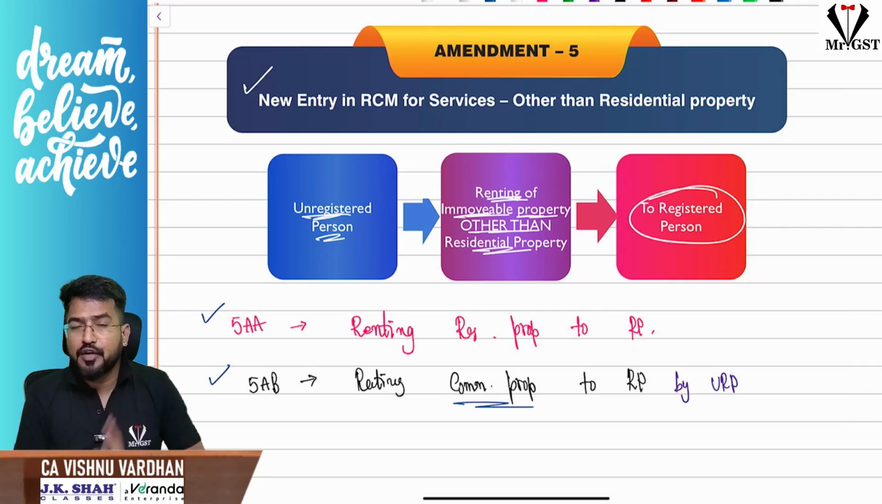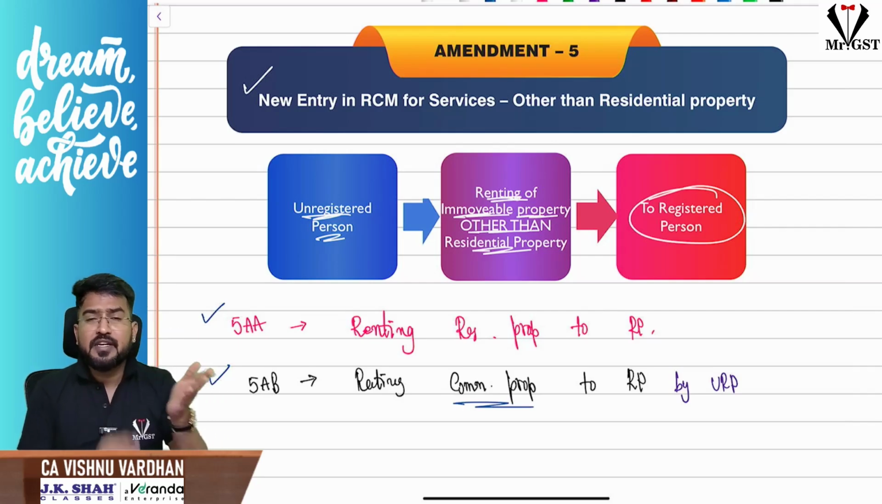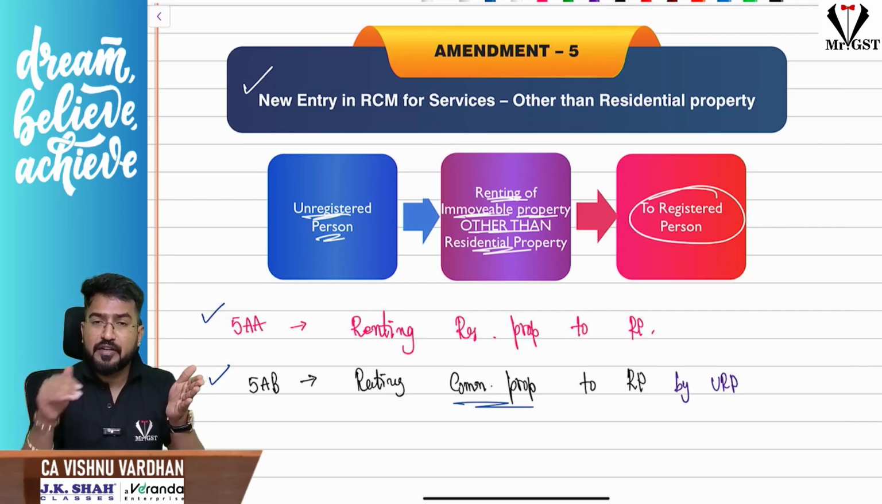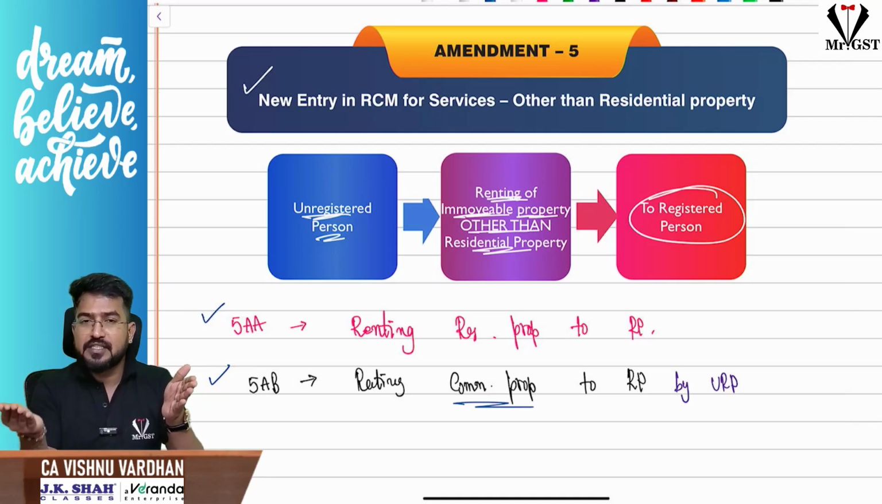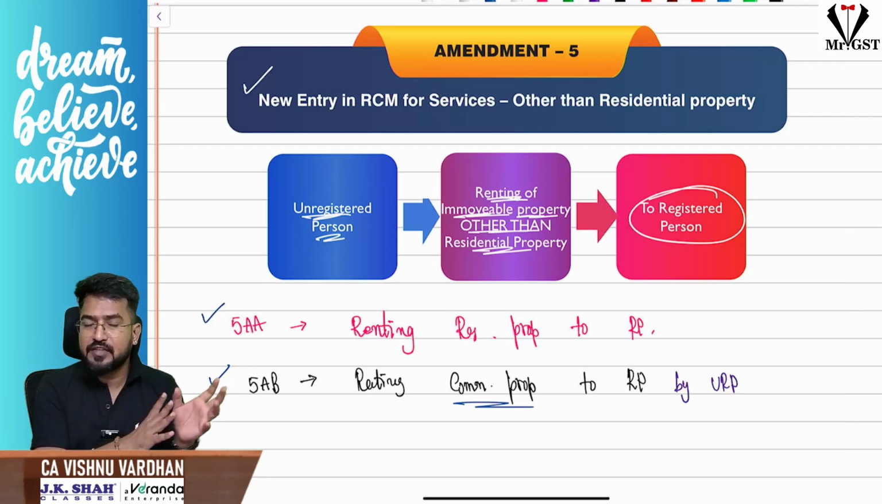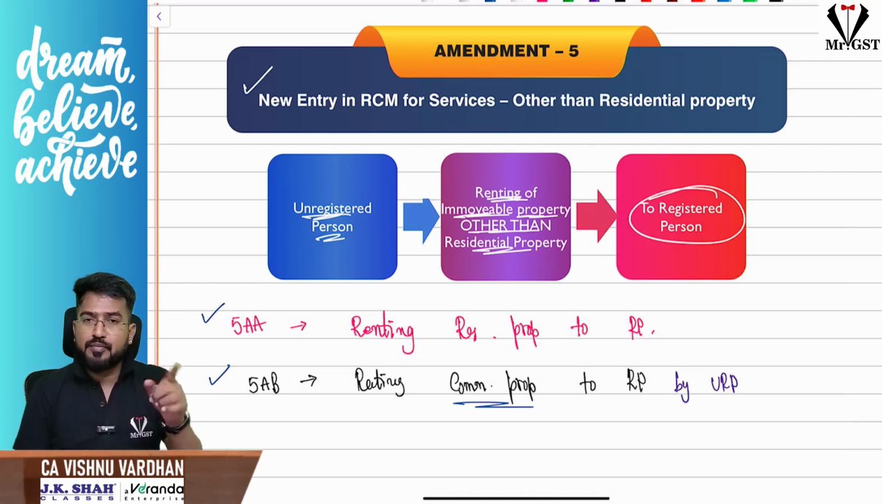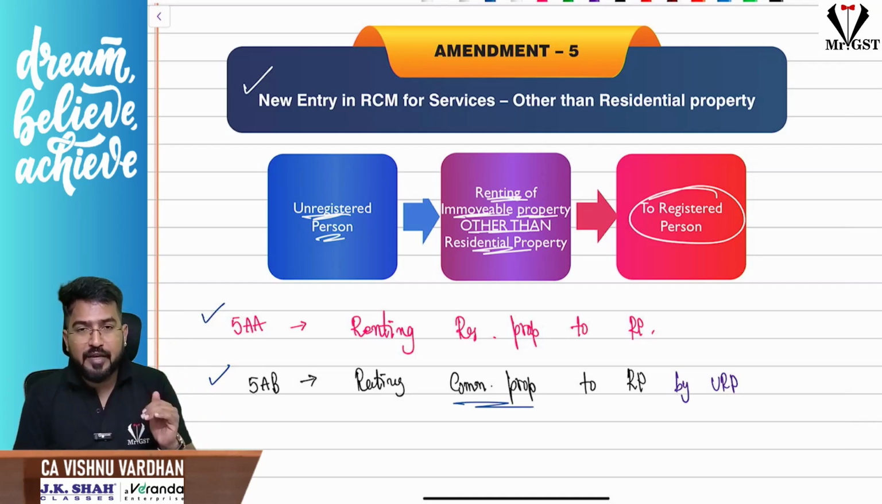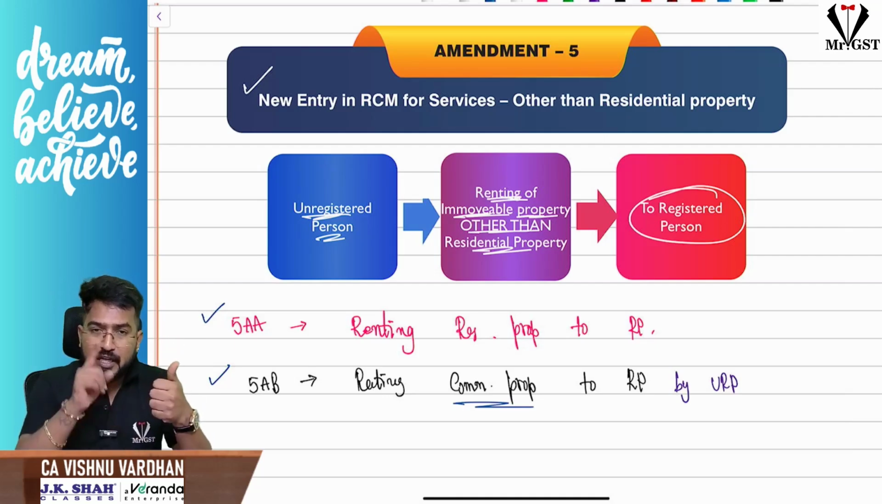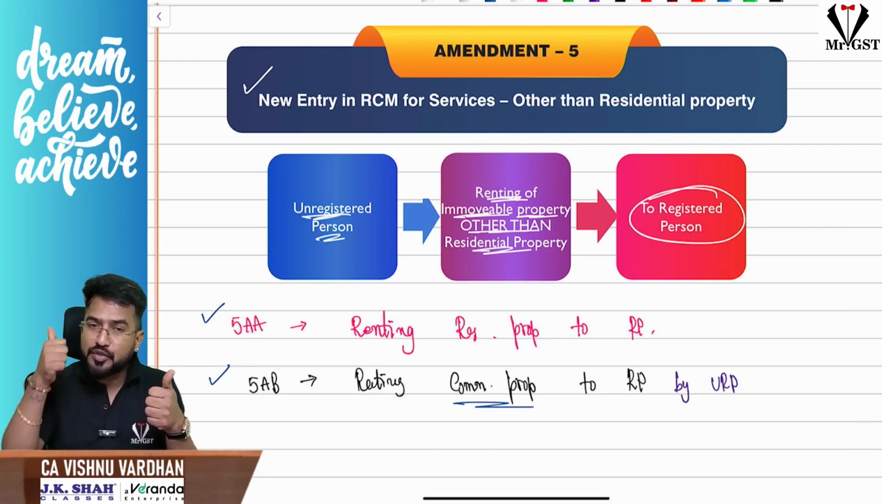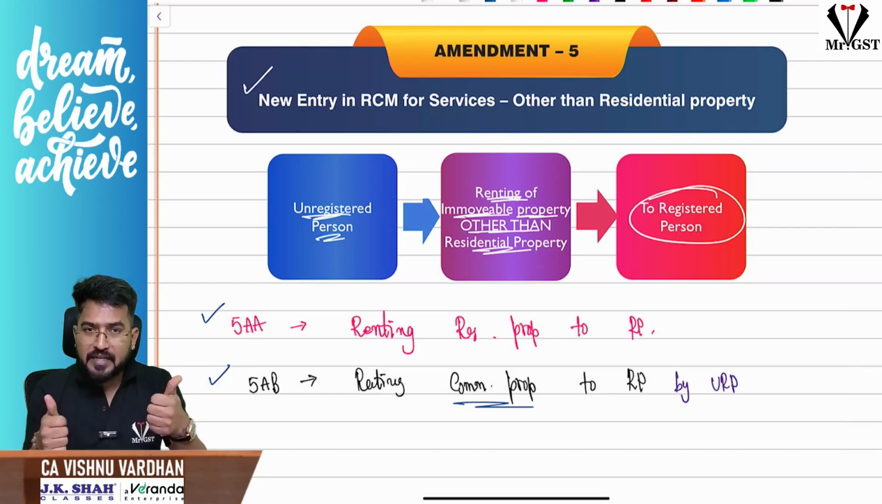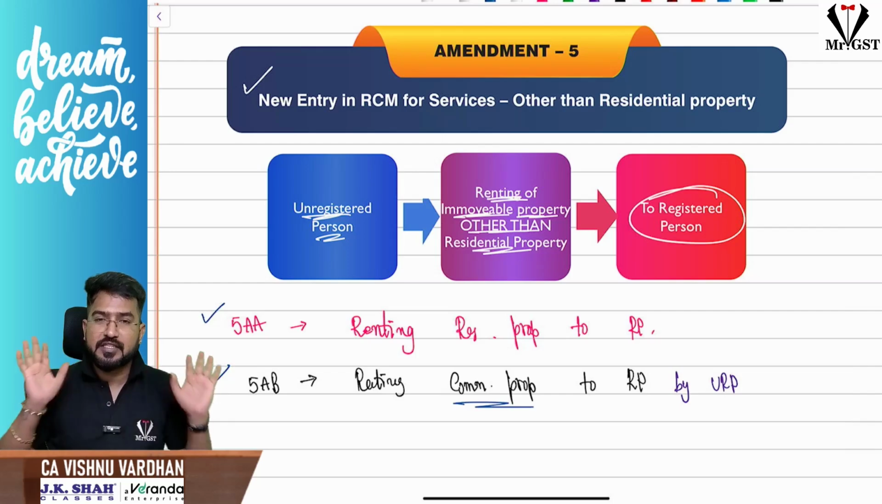But if you see renting of residential property, any person renting residential property for business purpose to a registered person, then only RCM. 5AA is different. In 5AA, the supplier can be any person, the recipient should be registered. Residential property for business purpose. But entry 5AB is renting of commercial property, of course for commercial purpose only. The supplier should definitely be unregistered, the recipient should definitely be registered. So supplier unregistered, recipient registered, then only RCM. Please be very careful here.